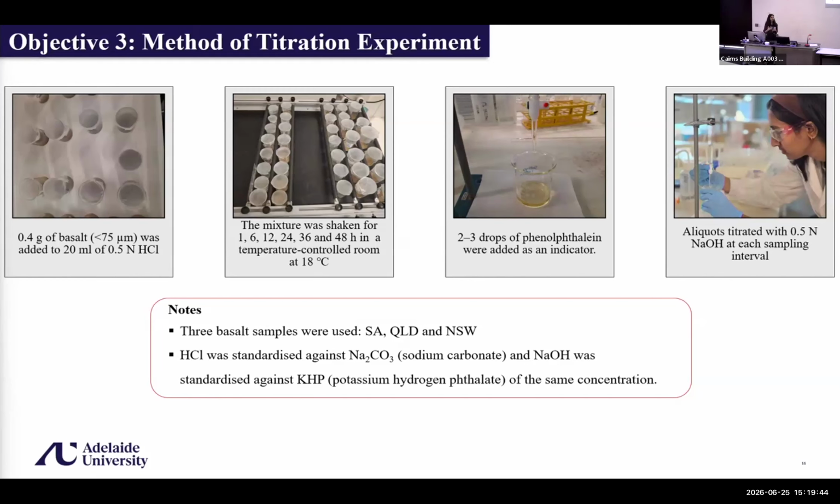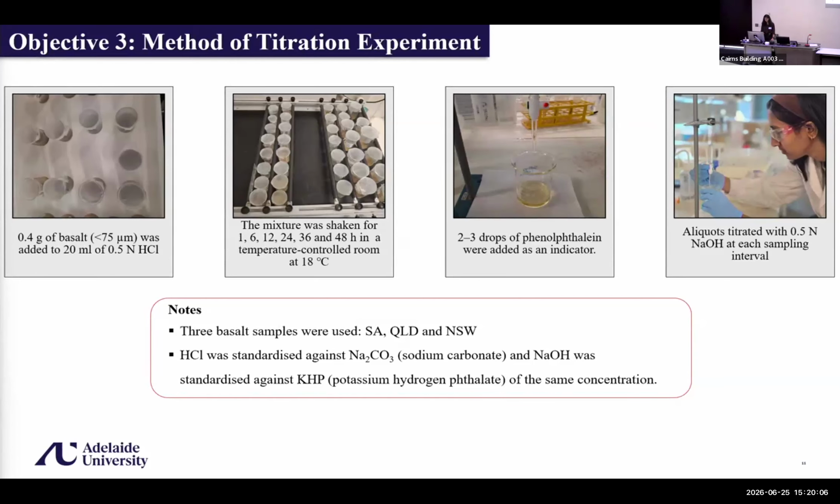Then I added phenolphthalein and finally back titrated using NaOH with the same concentration, that is 0.5. I did this titration for all 3 basalts from South Australia, Queensland, and New South Wales. In the meantime, I standardized this HCl and NaOH using sodium carbonate and potassium hydrogen phthalate.